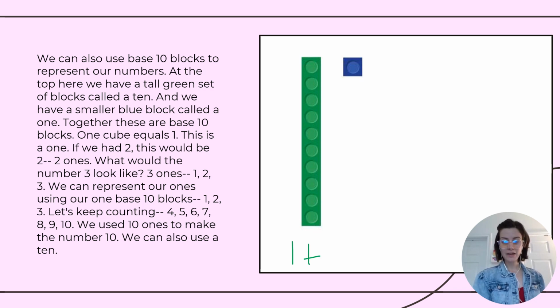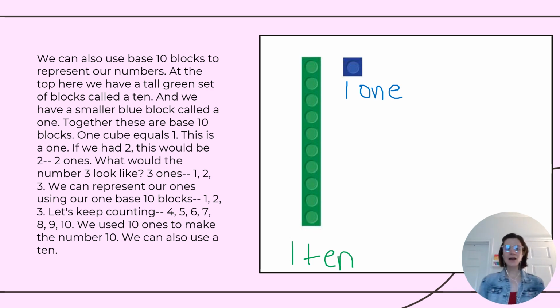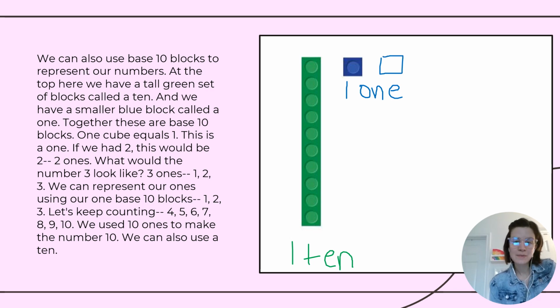This is called 10. Okay, and again, this is called 1. The little cube, 1 cube, is equal to 1. Okay, now if I had 2 here, this would be called 2 ones. Okay, if I had 3 here, this would be called 3 ones.